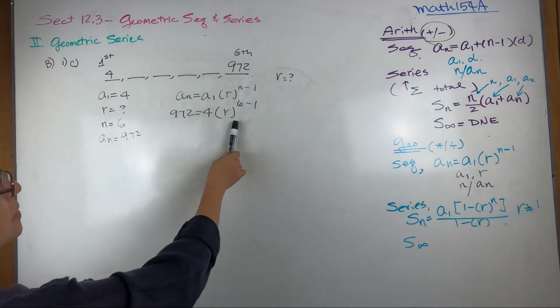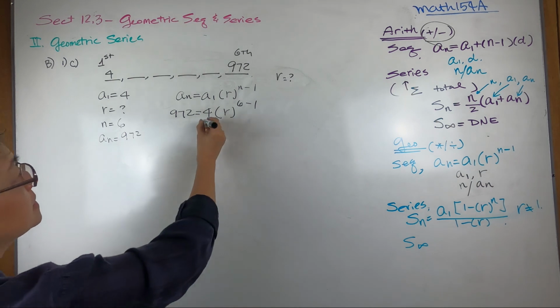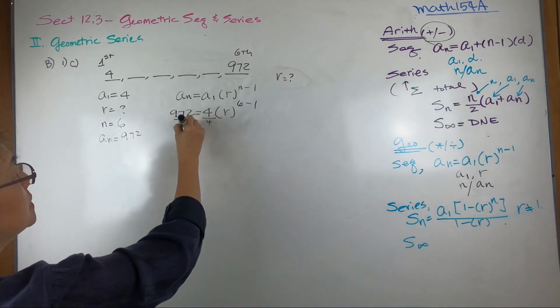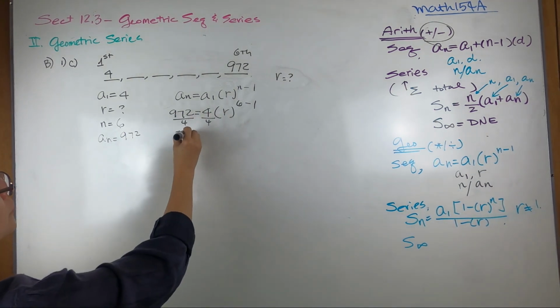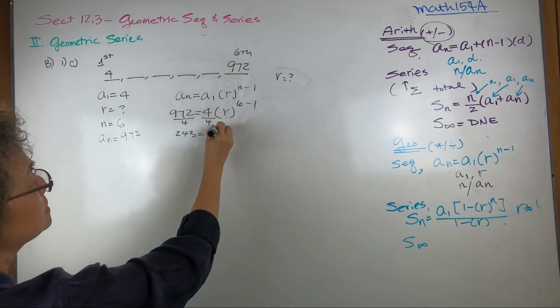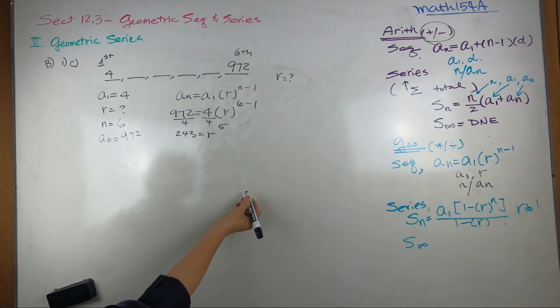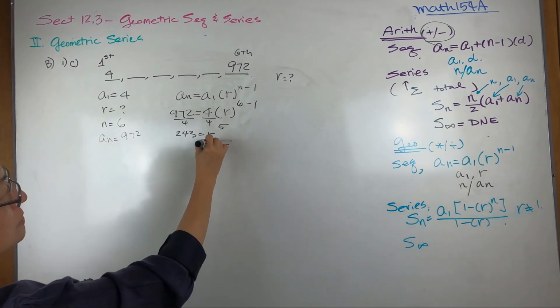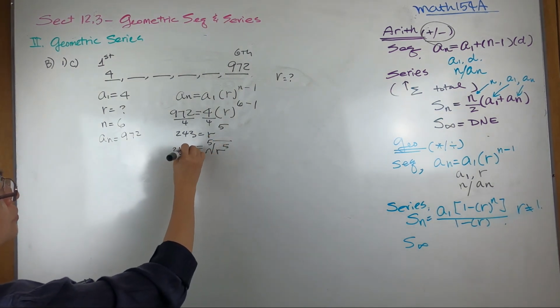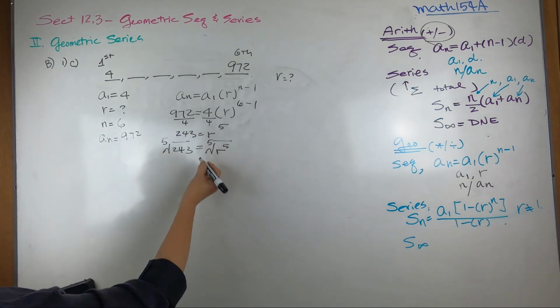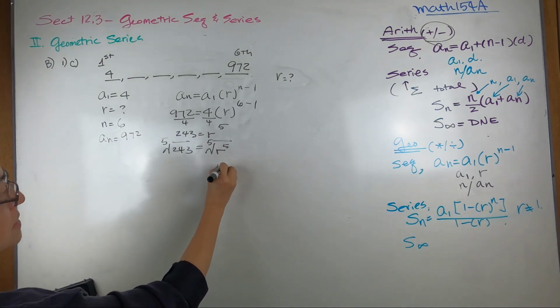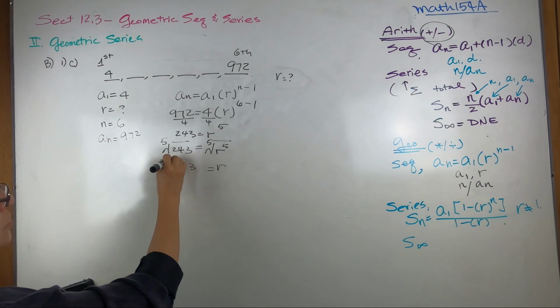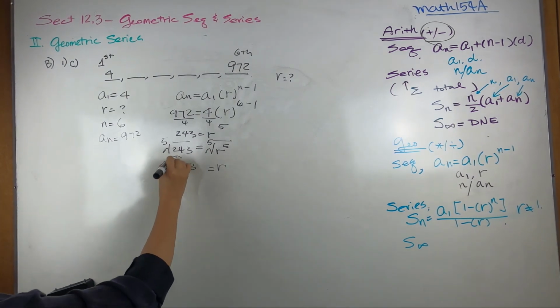Okay? To find the R, we have to find the base. So we divide by 4. What do we have? 243 equals R to the 5th power. Right? Then what's your R? Then you take the fifth root, right? The fifth root of 243, which is what? R is 3.